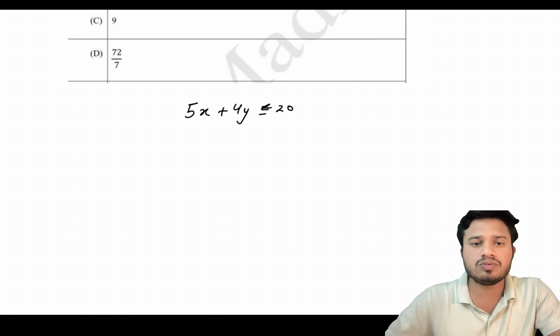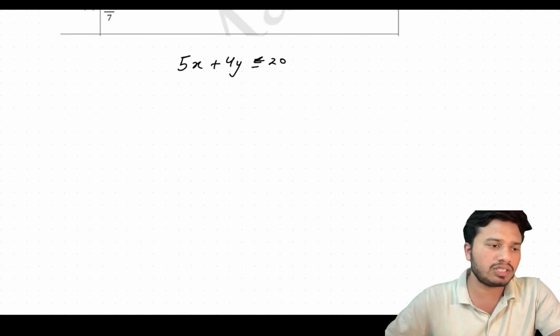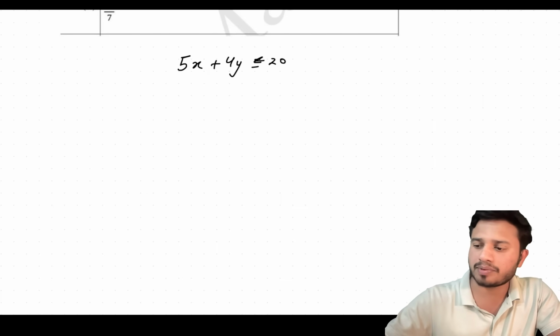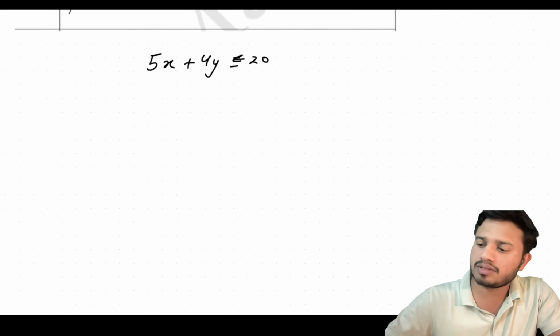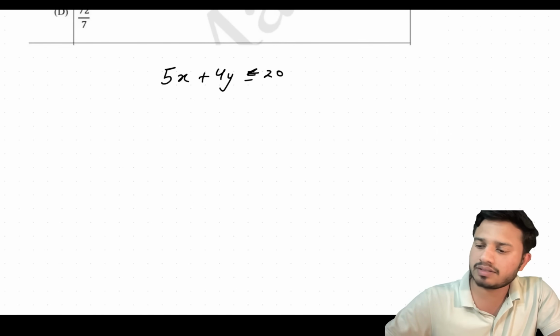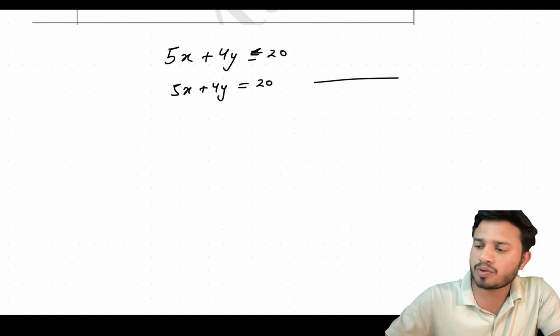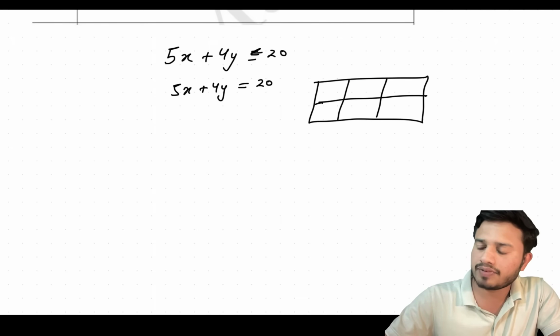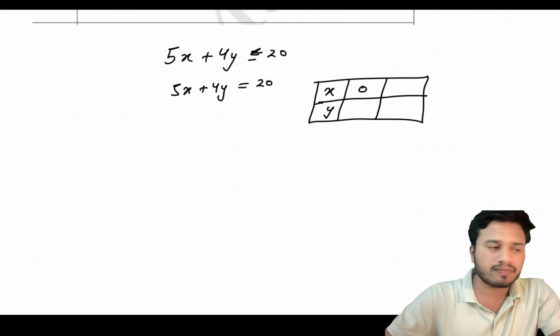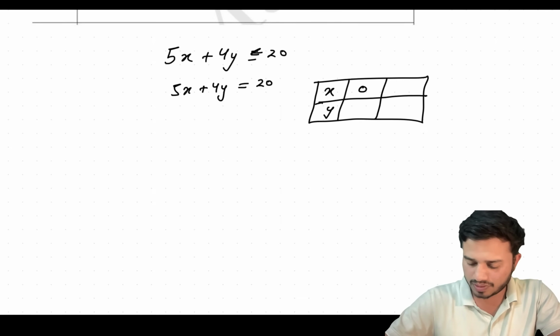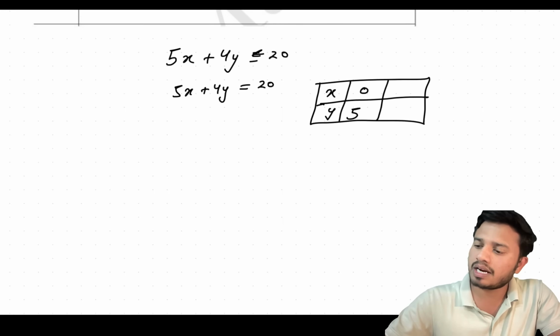Remember, you always have to draw a diagram. Just draw the lines. The first thing you do is to treat this inequality as an equality and find the points where the line meets x or y. Put x equals to 0, then y will be 5. When you put y equals to 0, x will be.